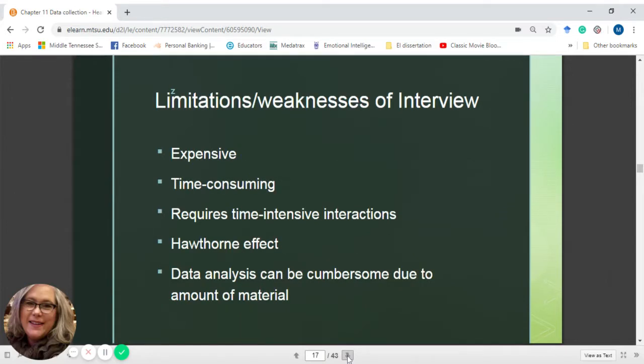Weaknesses can be time consuming, expensive. Let's say I have 12 to 15 participants and I need to spend an hour with each and I'm the only one interviewing. If you have helpers or assistants, they can help with the amount of time spent. It requires interaction with the persons, so we have to be leery of the Hawthorne effect and try to minimize that. And it can be cumbersome because of the information we get. However, we do have computer programs that help us with that these days, which is really beneficial to the researcher.